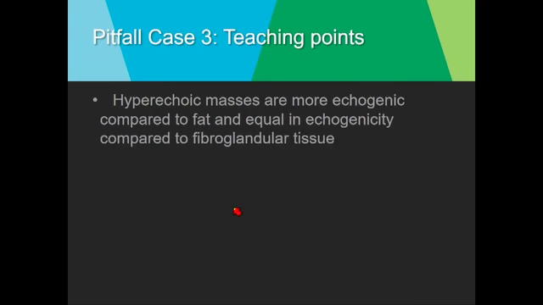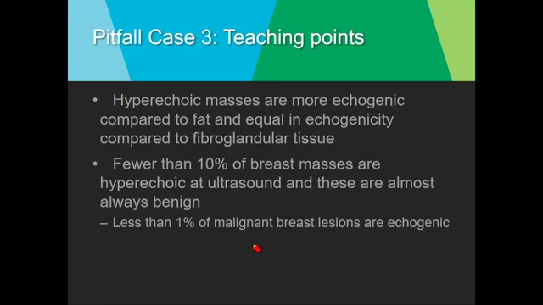Hyperechoic masses are more echogenic compared to fat and equal in echogenicity compared to fibroglandular tissue, which can make them difficult to see, as I'll show in one of the companion cases.